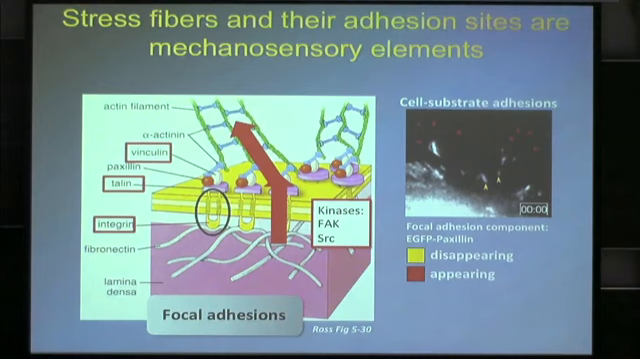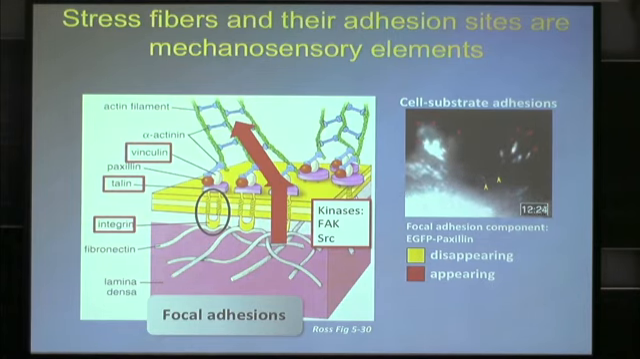So I'll talk about Rho GTPases in a bit. And what is really important, I think, in this interaction between stress fibers and focal adhesions is that focal adhesions themselves are very dynamic. They undergo a turnover, such that they are induced, they mature, and they dissolve.